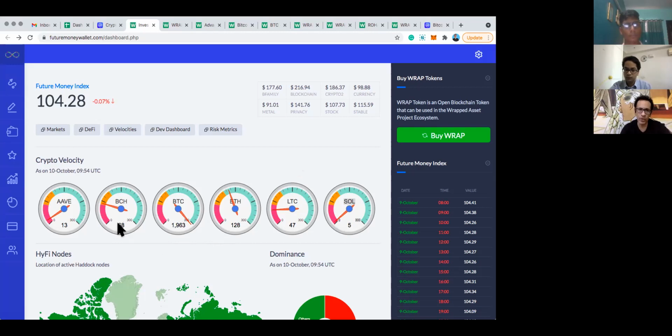And a lot of you may not know about Bitcoin Cash. That's one of the first forks of Bitcoin. Happened, I think, in 2017. Very, very active crypto. And it has a good velocity level.